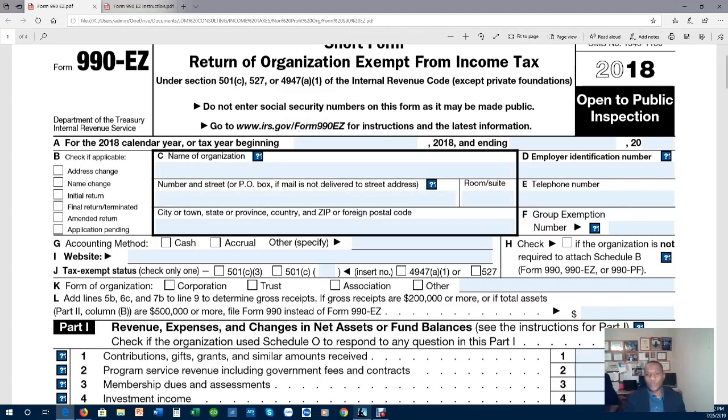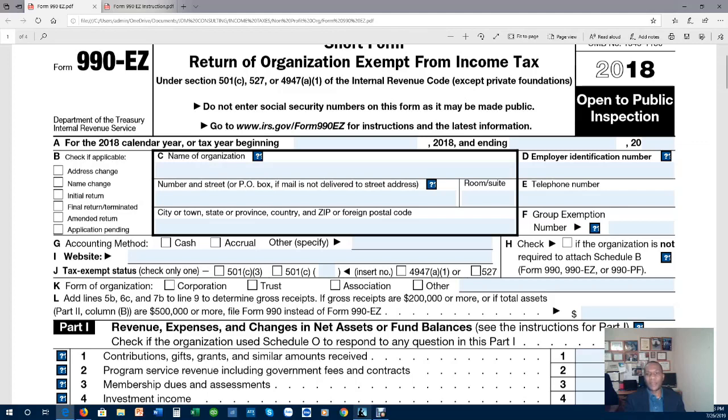Okay, so you can go to the IRS website if you need to download a copy of the form, and here is the information: www.irs.gov/form990ez for instructions and the latest information. Now, this form particularly is for 2018. Of course, you will have 2019 as well, and it is open to public inspection.